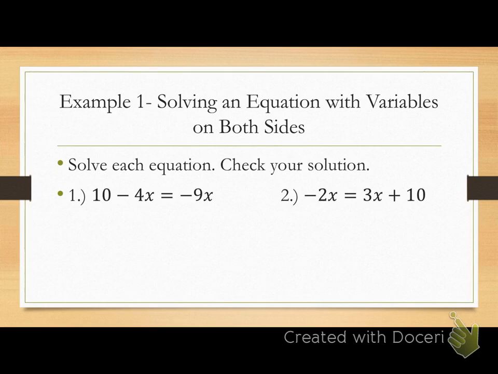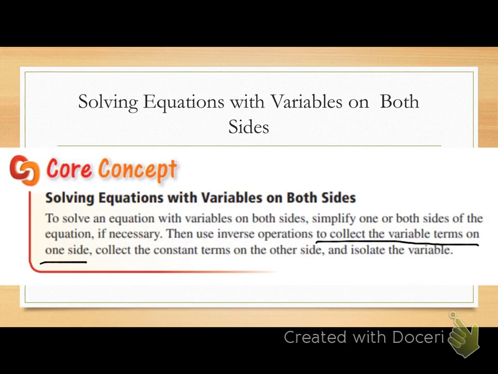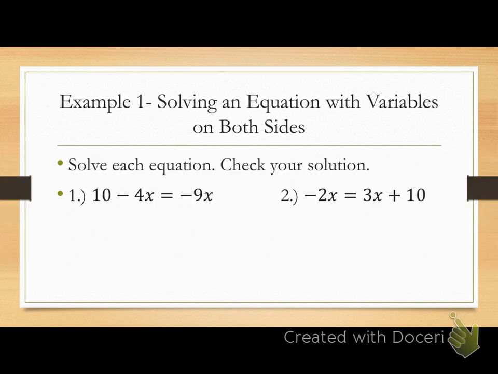Okay, 2 examples here. Solve each equation. It says check your solution. Once again, I just want you guys to focus on solving the equations. 10 minus 4x equals negative 9x. We're going to follow those steps that were on the previous slide. So, simplify one or both sides of the equation if necessary.